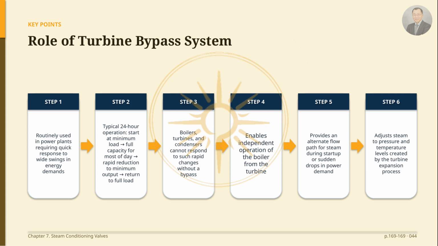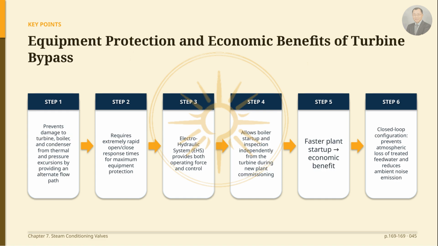In startup mode or during a rapid reduction in generation requirements, the bypass not only provides an alternate flow path for steam, but also conditions the steam to the same pressure and temperature normally produced by the turbine expansion process. Now, let's discuss how the turbine bypass protects equipment and what economic advantages it provides. By providing an alternate flow path for the steam, the bypass system protects the turbine, boiler, and condenser from damage that may occur from thermal and pressure excursions.